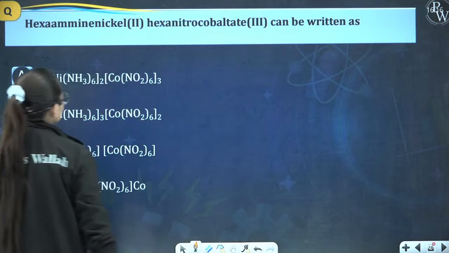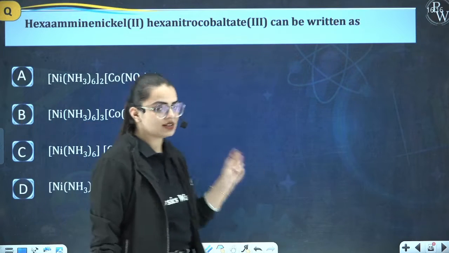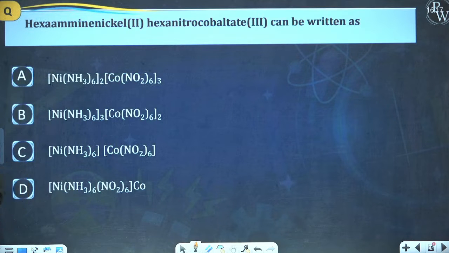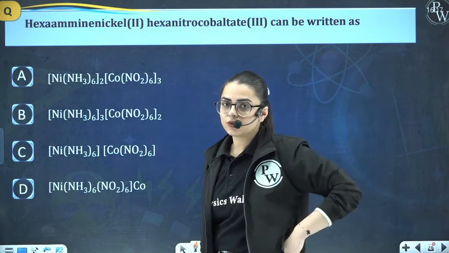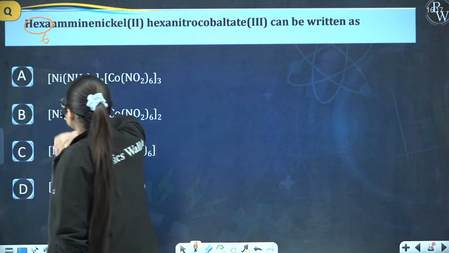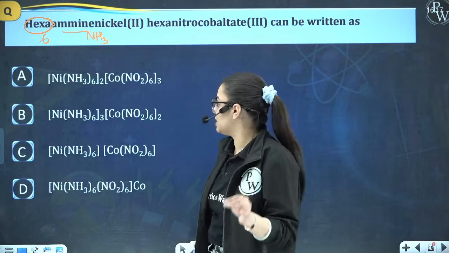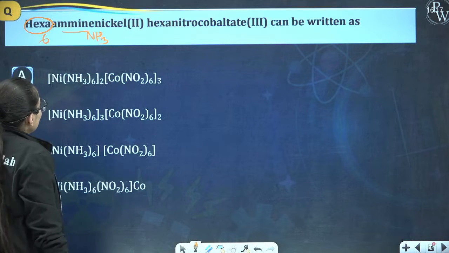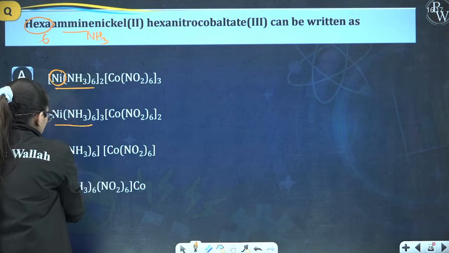Hexaamminenickel(II) hexanitrocobaltate(III) can be written as... Students, you have 2 minutes. Kindly draw its structure. Whenever you're doing such questions and you have been provided with the options, just see the options. Here it is written hexaammine. Hexa referred to as what? 6. Ammine, you know basically is your NH3. Hexaammine, that means 6 NH3. Let us see 6 NH3 in which of the following cases. In all of the following cases, 6 NH3. Great. Now, nickel twice. That means the central metal atom should be nickel and 6 NH3 should be there. This is there, this is there, this is there, this is there.